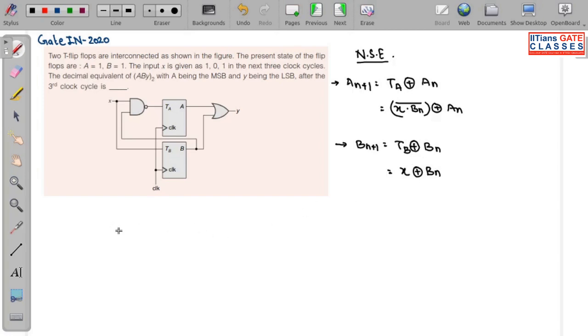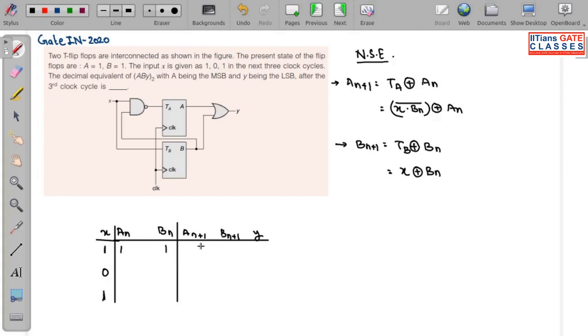So simple, if we construct the state table, with columns An, Bn, A(n+1), B(n+1), and this will be Y, and here we should have another column for X. The present state of the flip flops is A equal to 1, B equal to 1, and the input X is given as 1 0 1.